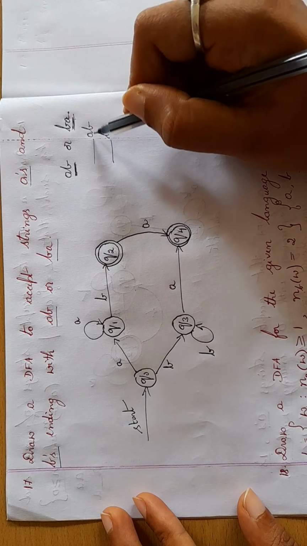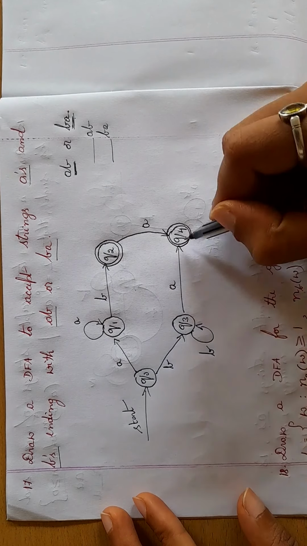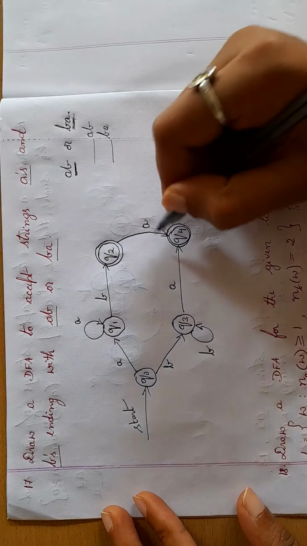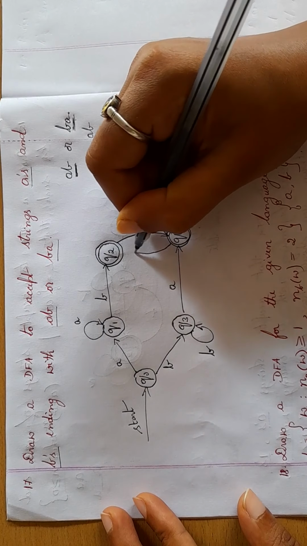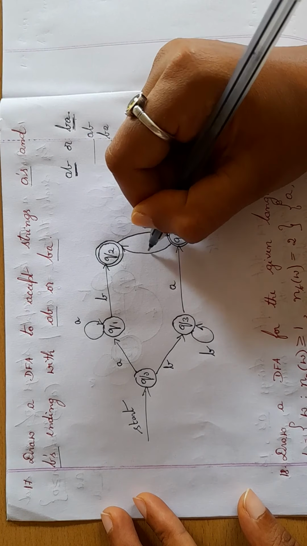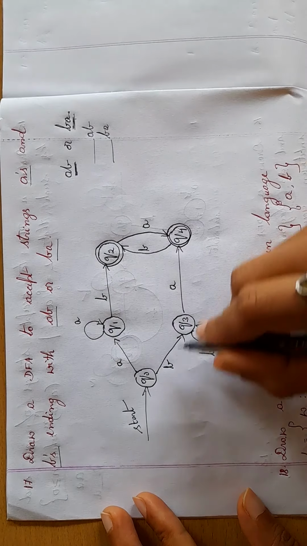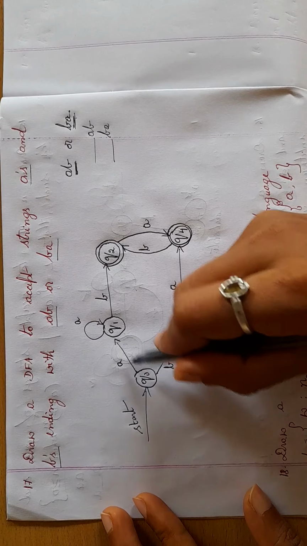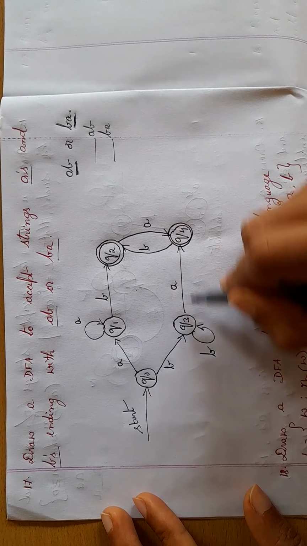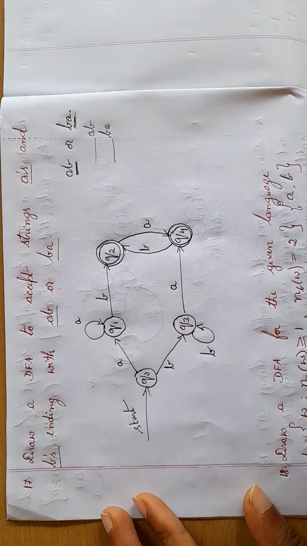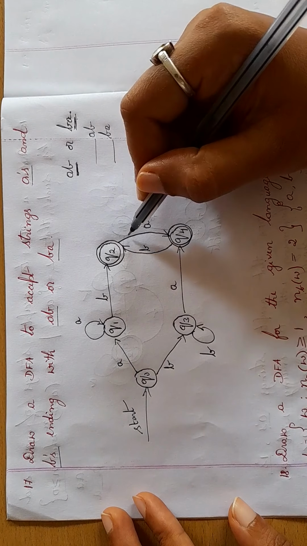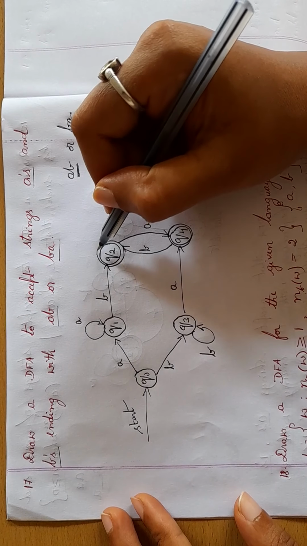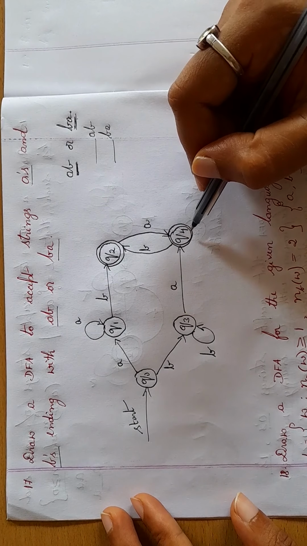Similarly, I'll take one more combination, AB. It is BA, and after reading A, I can go back to B, ending with AB. So from Q4, I'll take back B. So B, A, B. Here also it will end with AB. You can have different combinations. From Q2, A is done, from Q4, B is done. One B is remaining here and one more A is remaining here.